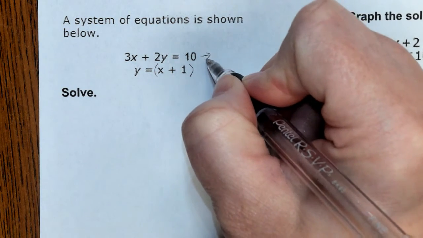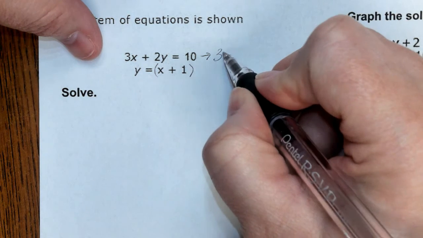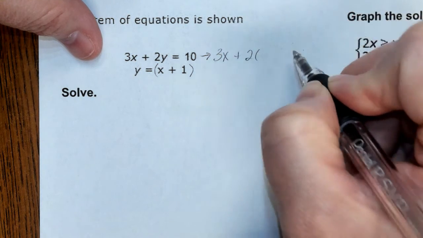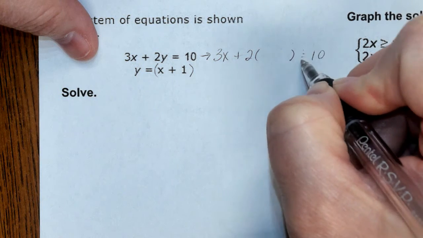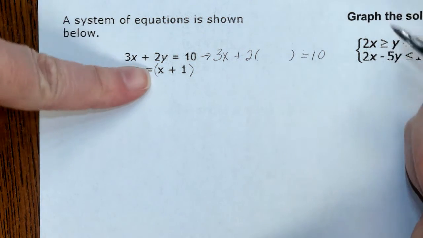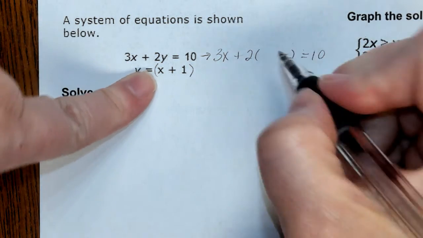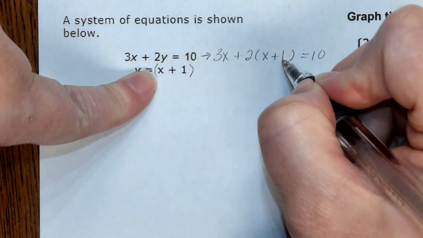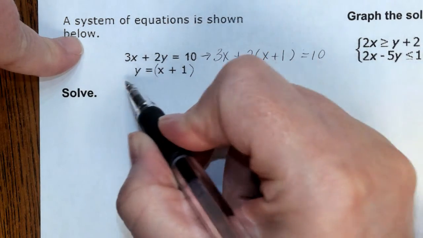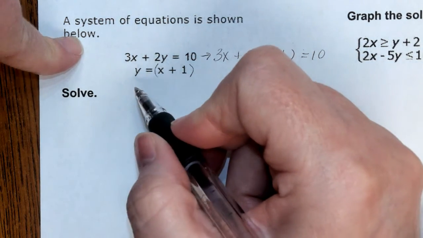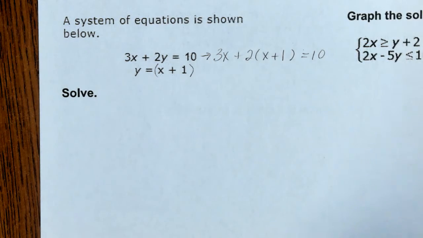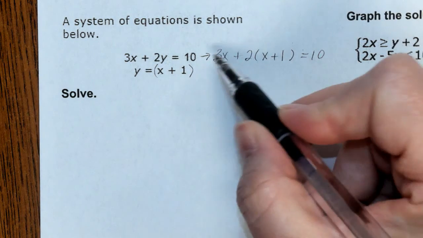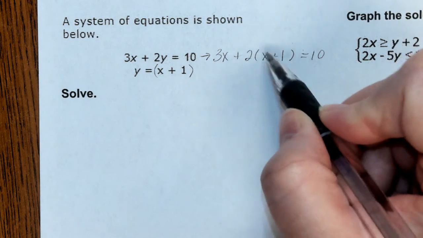So if I go to plug it back into this one, here's 3x plus 2y equals 10. But instead of y, I'm going to put what y equals. So that would be the x plus 1. Remember, that's what substitution is, where you substitute what something equals for the letter itself. Then we just got to solve here, but it does take a couple steps. We got to get rid of parentheses first.